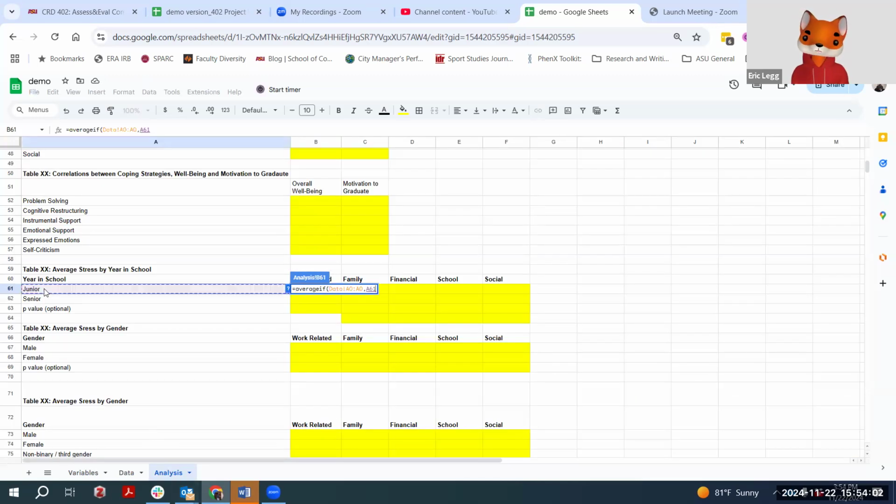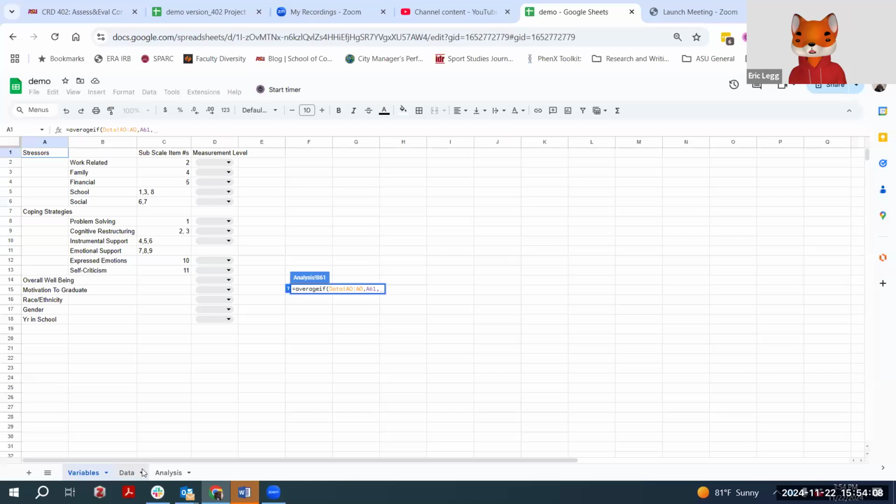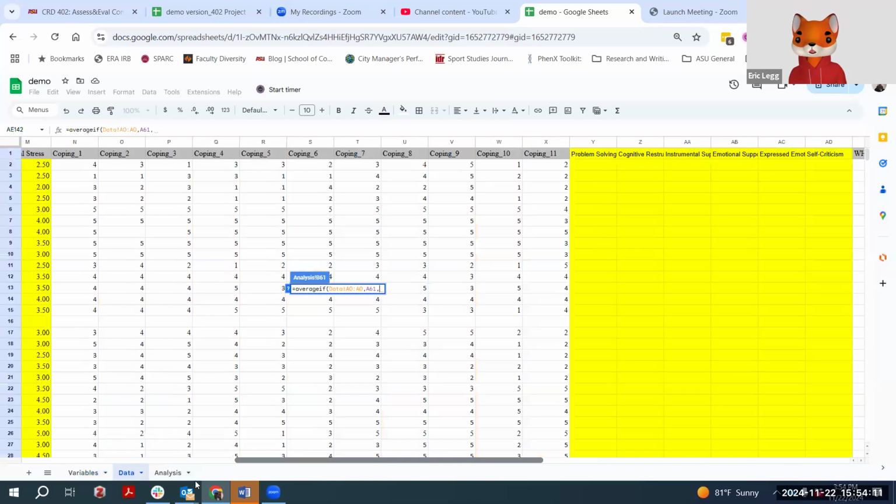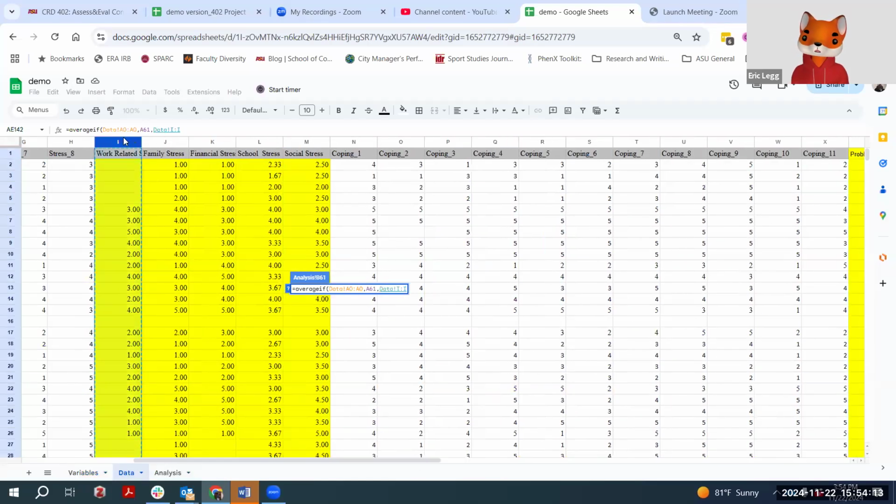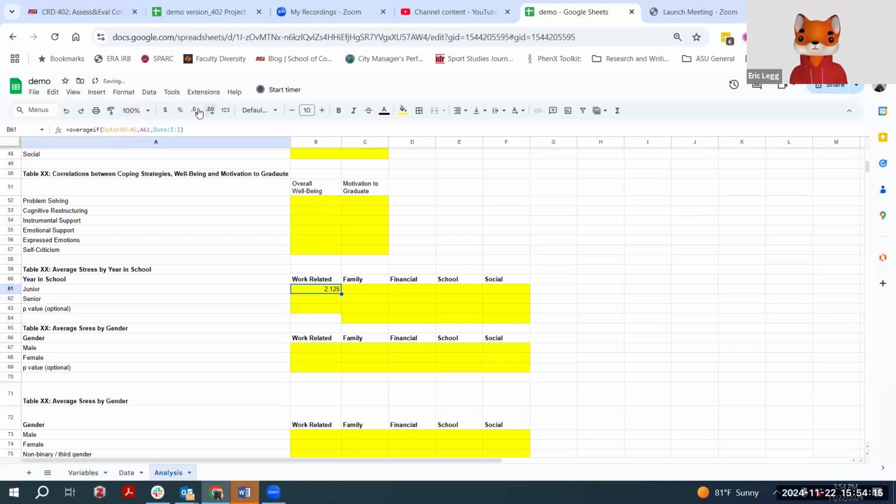So if they're a junior, what do I want to analyze? Their average stress. So comma, average work-related stress specifically. So I go to data, work-related stress. Voila. Formatting. Now, the nice thing about doing it this way, I can just pull it down.